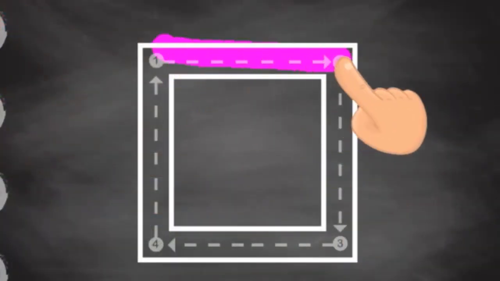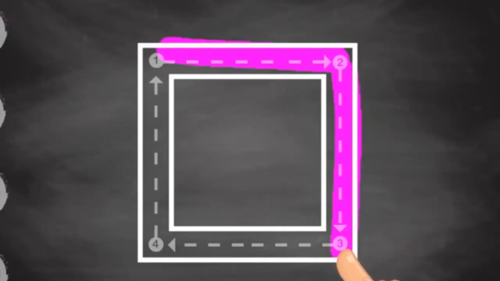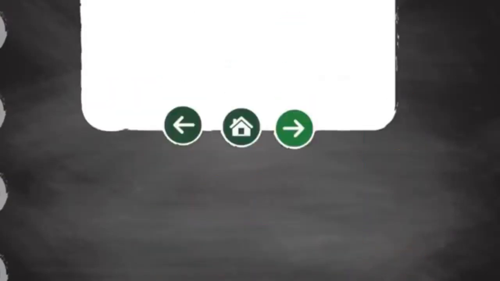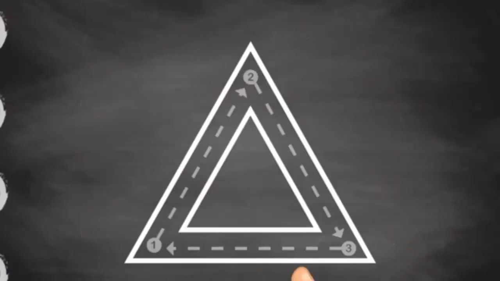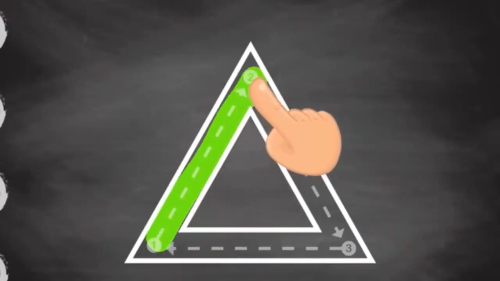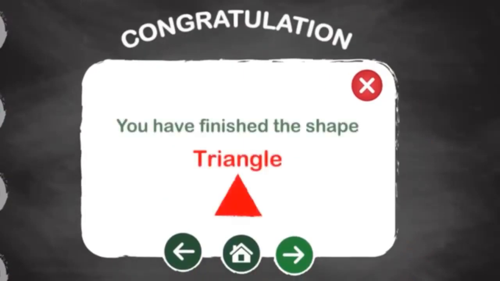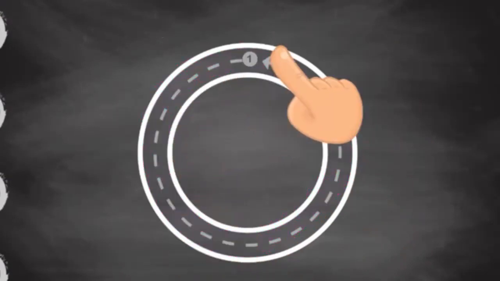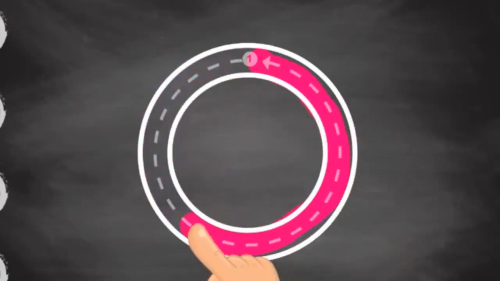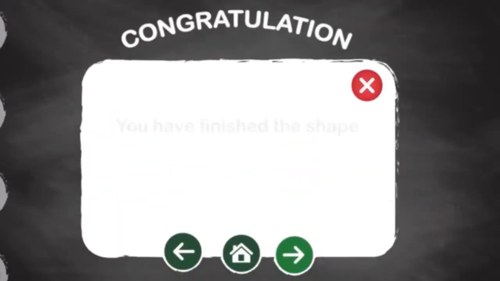Square. 1, 2, 3, 4 sides. That's a square. 1, 2, 3 sides, and that's a triangle. That's a circle with one stroke. Yes? Come on. Alright. That is a circle.